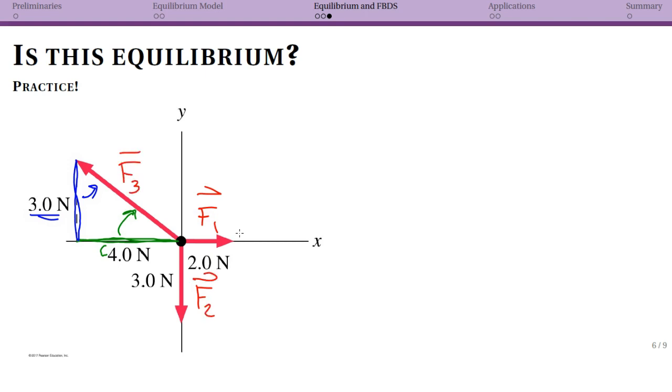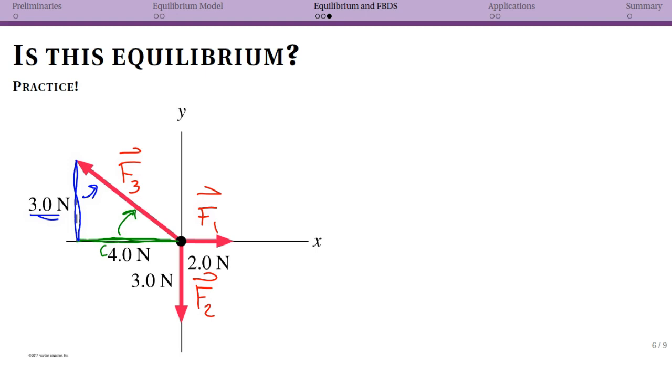So go ahead, pause the video, take a second, and ask, is this in equilibrium or not? I'm not telling you what the motion is, but by having a complete free body diagram, you should be able to tell me if it is in equilibrium and therefore if it is accelerating.